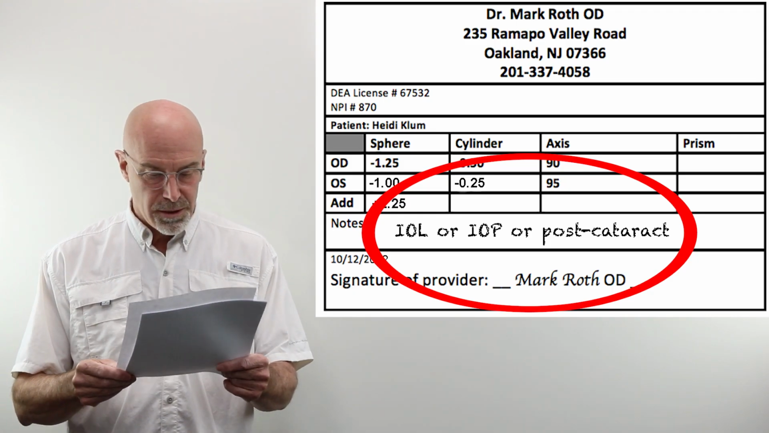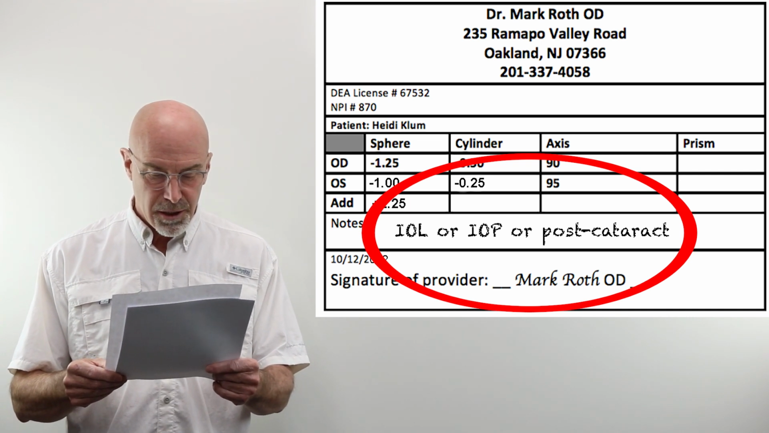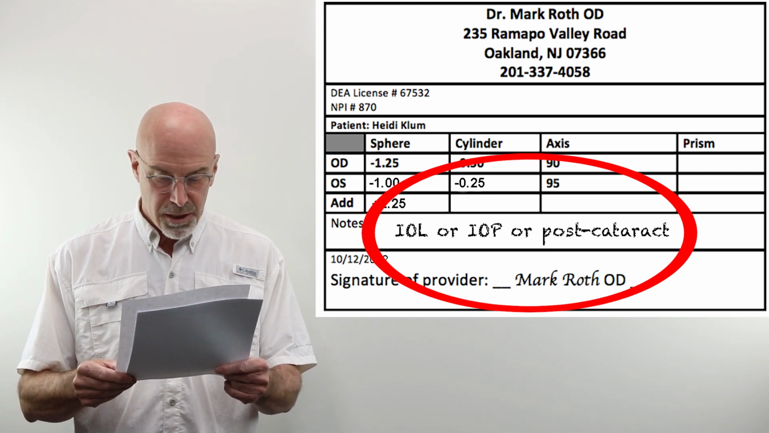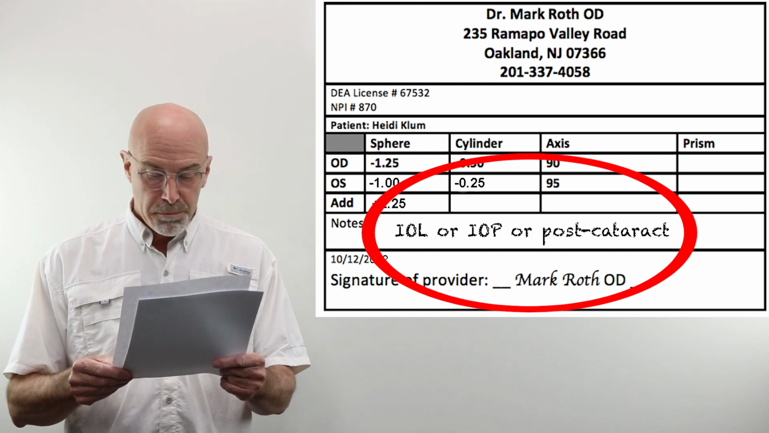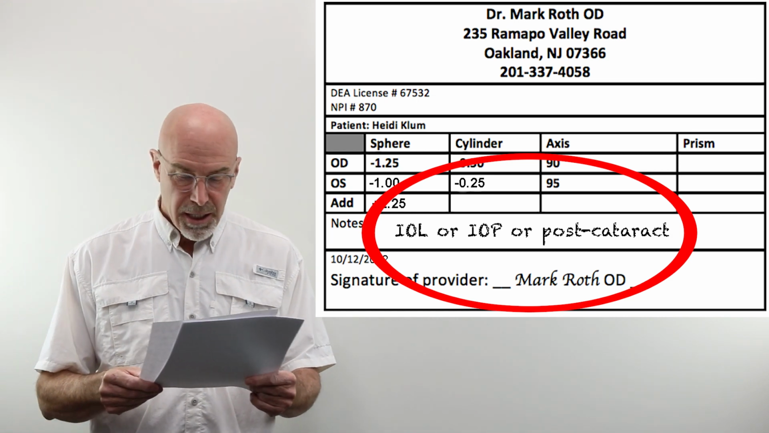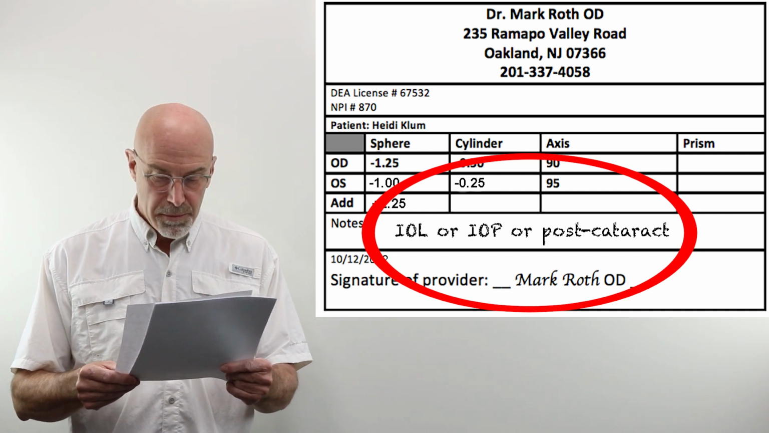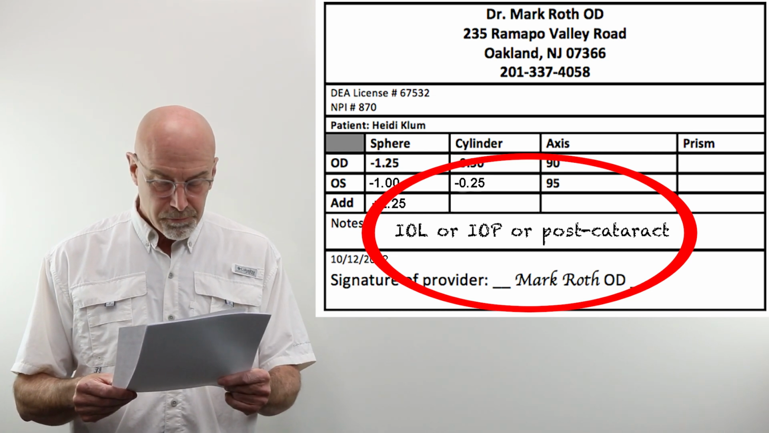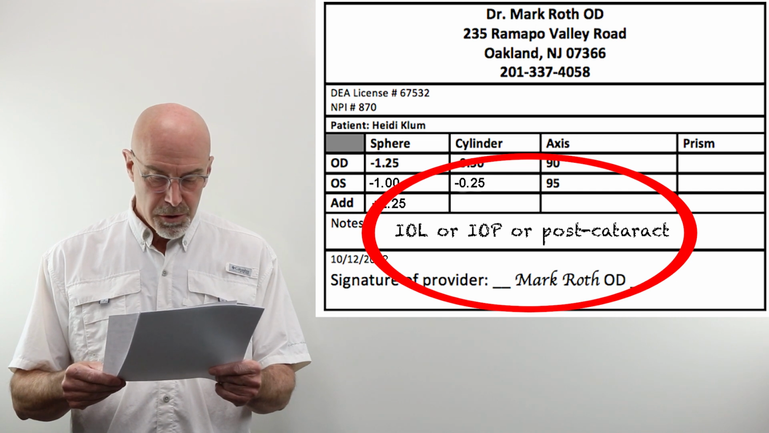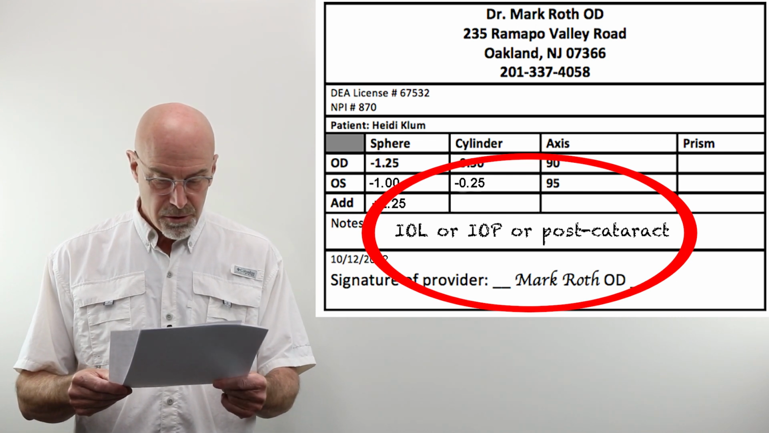Here's one of the good ones. IOL stands for intraocular lens, IOP intraocular lens patient, or post-cataract. Cataract surgery now is super, super easy. It works out for the best almost always. 3 weeks later, they come in for their first pair of glasses after cataract surgery.